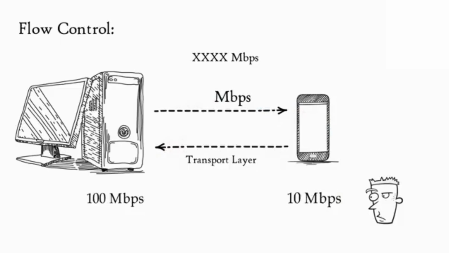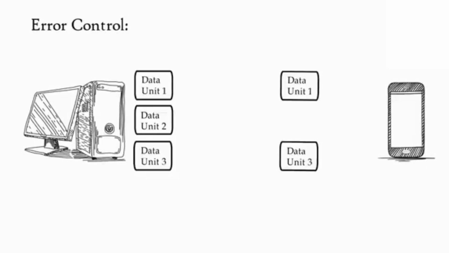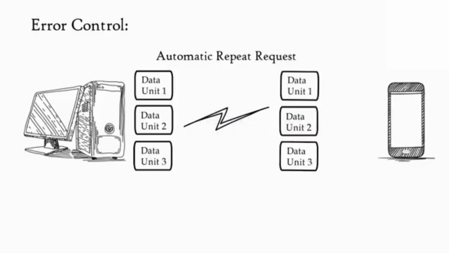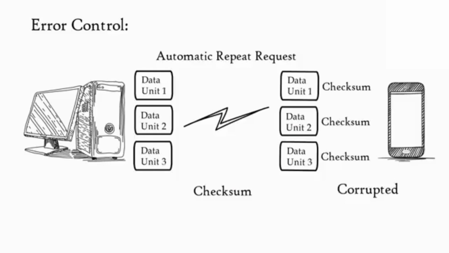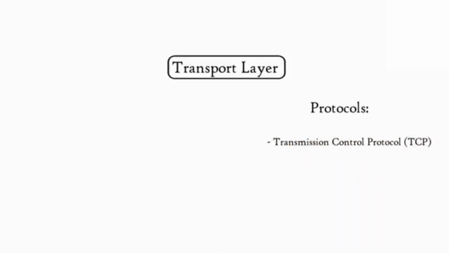Similarly, if the server is sending data at 5 Mbps, the mobile phone tells the server to increase the data transmission rate to 10 Mbps to maintain system performance. The transport layer also helps in error control. If some data does not arrive at the destination, the transport layer uses automatic repeat request schemes to retransmit the lost or corrupted data. A group of bits called a checksum is added to each segment by the transport layer to find out a received corrupted segment. Protocols of the transport layer are Transmission Control Protocol or TCP and User Datagram Protocol or UDP.